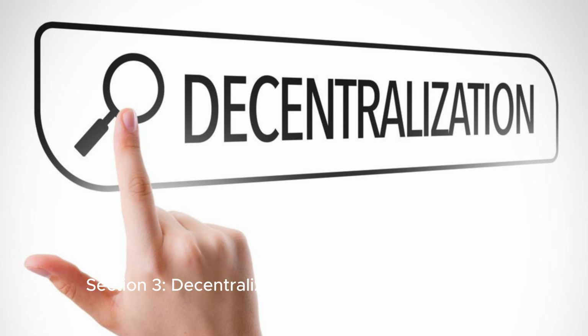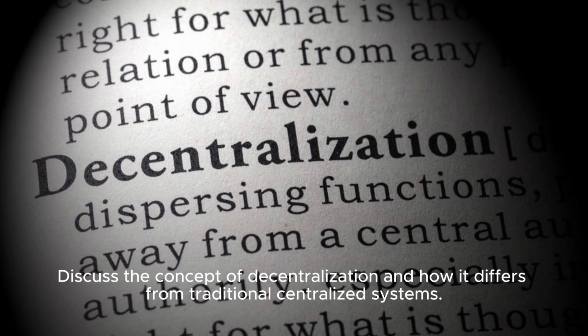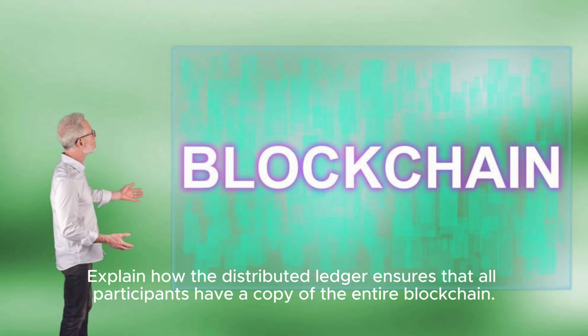Section 3. Decentralization and distributed ledger. Discuss the concept of decentralization and how it differs from traditional centralized systems. Explain how the distributed ledger ensures that all participants have a copy of the entire blockchain.